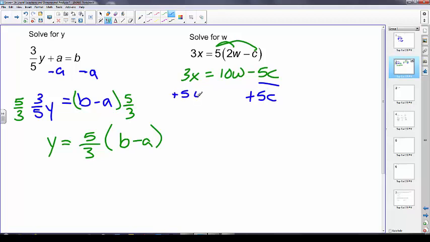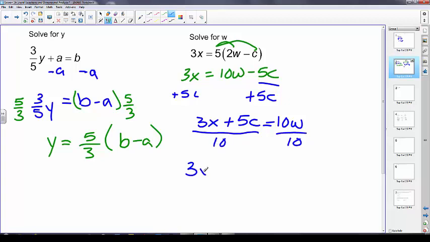Again, I have no like terms on my left. 5c plus negative 5c go to 0, so I'm left with 10w, and I have 3x plus 5c. Now I need to get rid of this multiplication of 10, so I can divide by 10 to both sides. And I'm going to do it to the entire term on the right. So what I have is 3x plus 5c over 10, and that's my final solution for w.